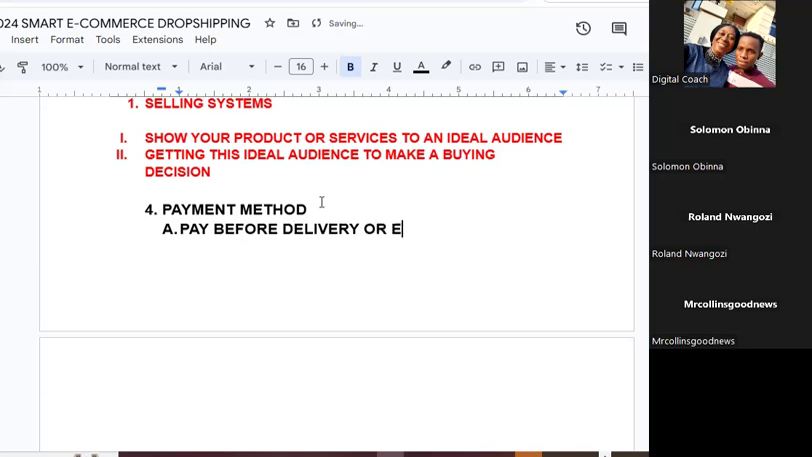Or e-payment. Okay. Then the second method of payment is pay on delivery. In this method of pay on delivery, it means that you would have to deliver the product to the person first. You will have to deliver the product to the person first before they will make payment to you.